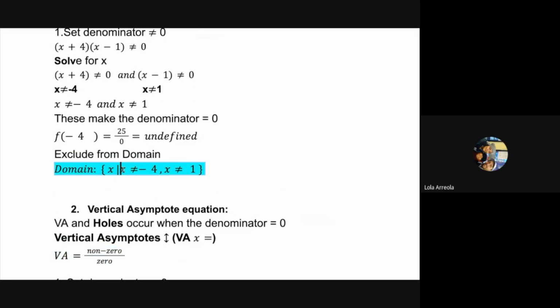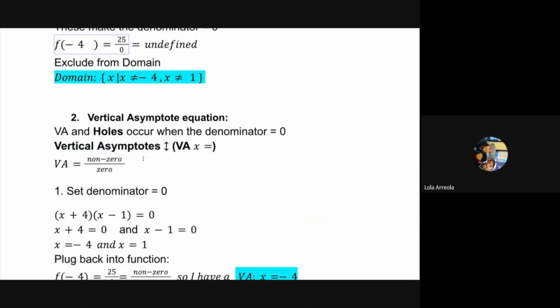I have a vertical asymptote whenever my solution... the reason we're taking away x equals -4 from our domain is because when I plug it in, I get something over 0. Whenever I get a number over 0, that means I have a vertical asymptote.